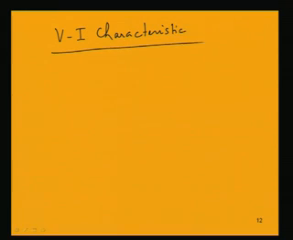So, now after this discussion we can proceed to draw the VI characteristic for this N channel enhancement type MOSFET. So, VI characteristic means basically the characteristic between the drain to source current and the drain to source voltage with different levels of VGS.